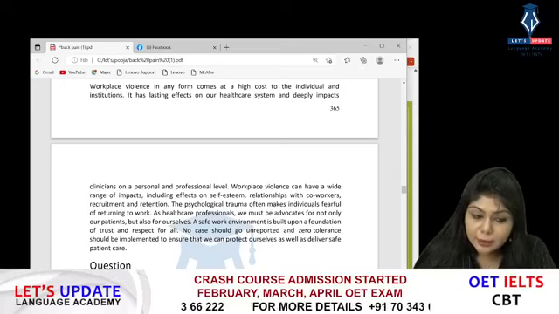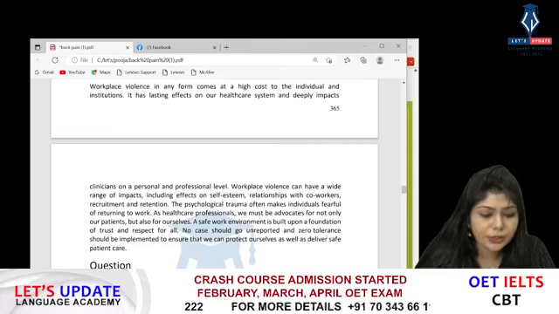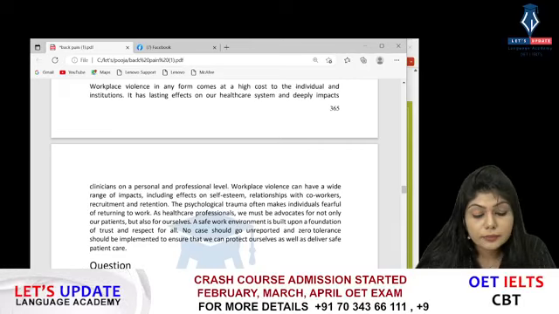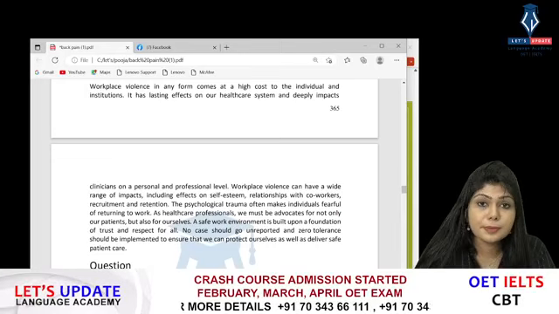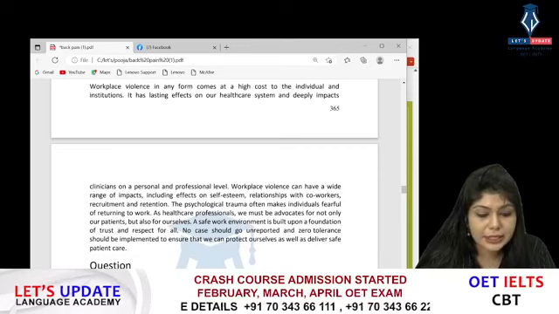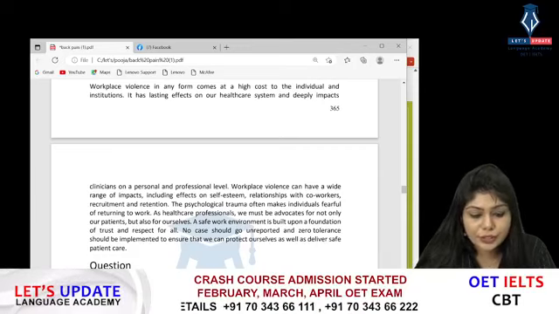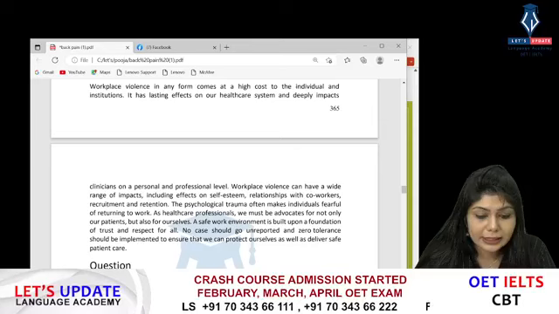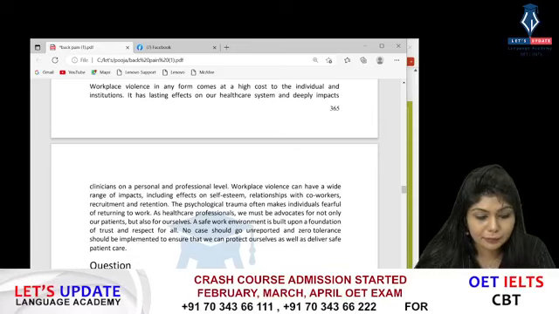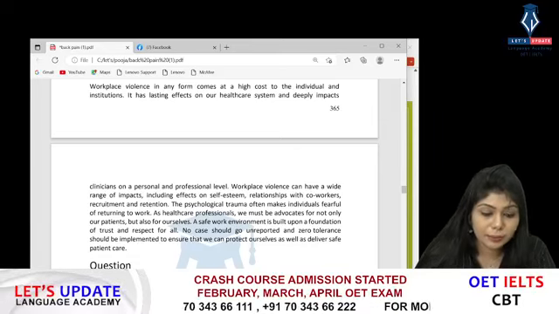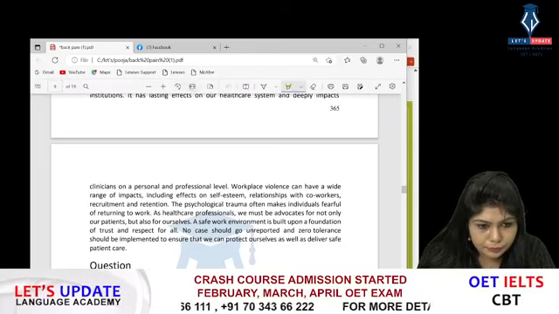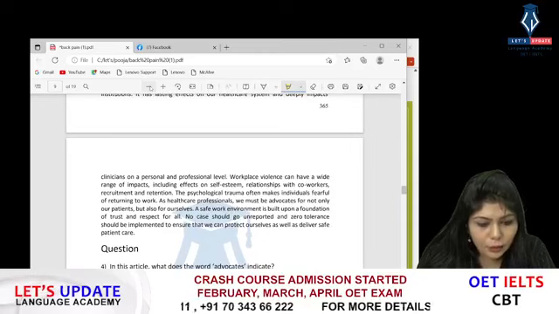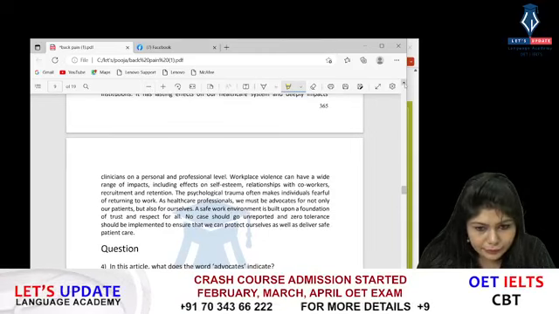As healthcare professionals, we must be advocates for not only our patients but also for ourselves. A safe working environment is built upon a foundation of trust and respect for all. No case should go unreported, and zero tolerance should be implemented to ensure that we can protect ourselves as well as deliver safe patient care. That was what the extract was about. And the question is, in this article, what does the word advocates indicate?